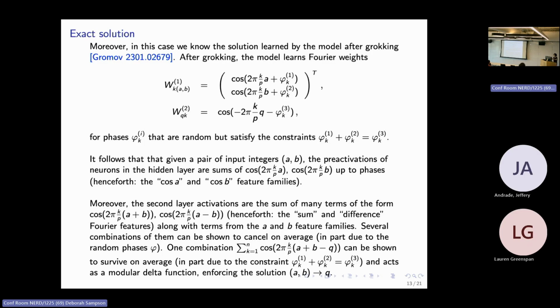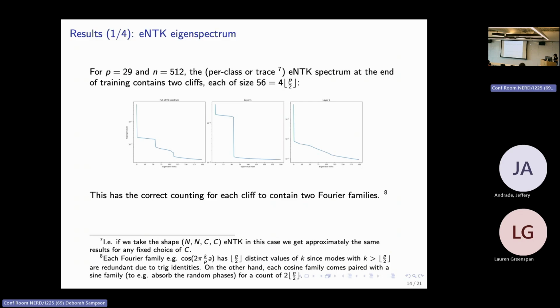So this is a completely solved model. So that's why we like to test new interpretability techniques on it. Yeah, so let's see what happens when we analyze the system with the empirical NTK. So as before, the first thing we can do is look at its spectrum at the end of training. And so for the plots in this section, I use p equals 29, n equals 512, but I also checked it for other values of p and other values of n, including a model that's less wide.